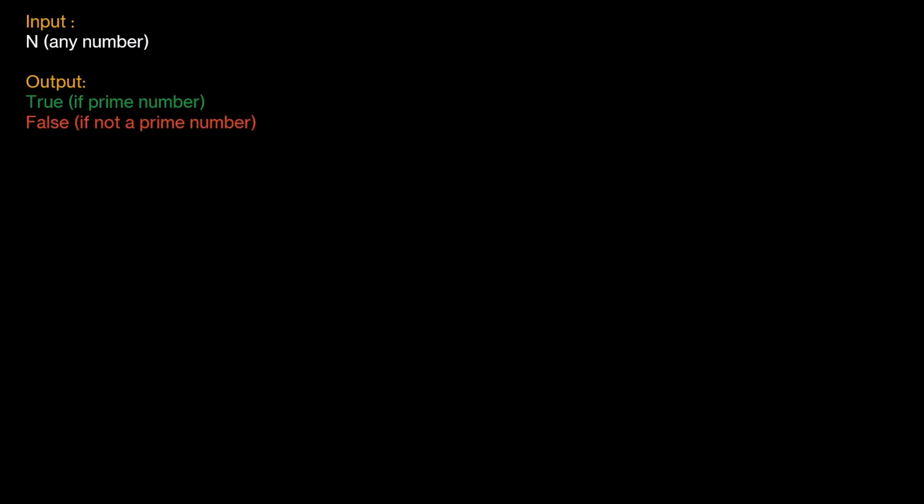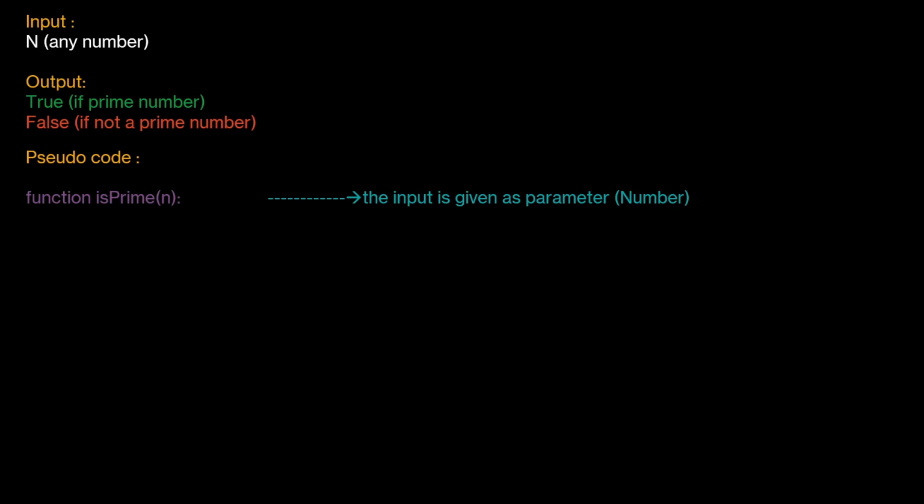So the input format is we have a number which is n. It can be any positive number. The output is true or false. We return true if n is a prime number. If n is not a prime number, we return false. Let us go through the pseudocode, what we did exactly to know whether a number is a prime or not.